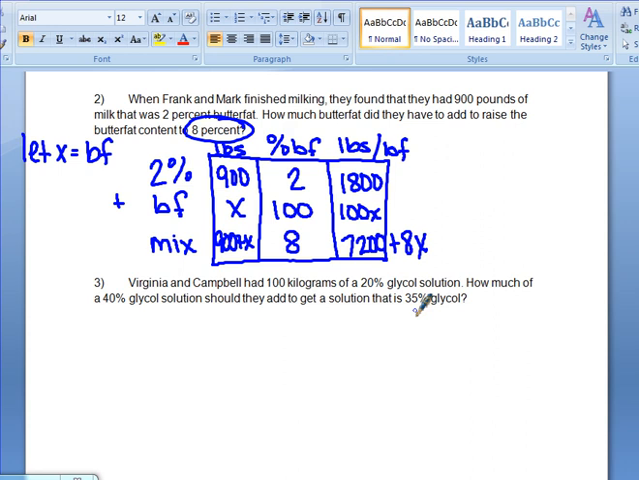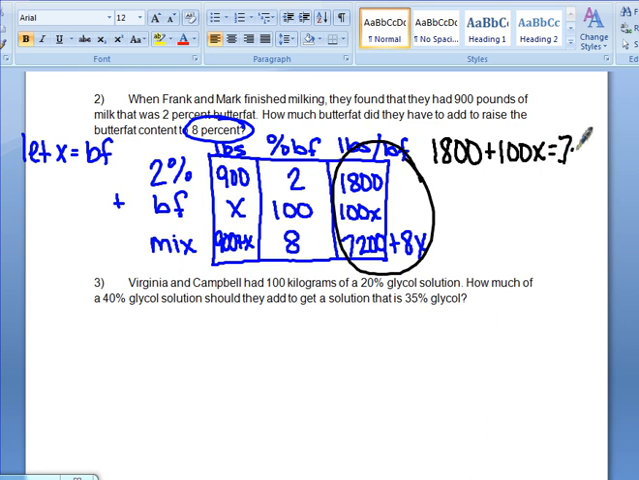Now we're going to use this column to make our equation. We have 1,800, and we are adding to that 100x, that's 100% butterfat, and it should equal 7,200 plus 8x. And we're solving for x. We only have one unknown, so we only need one equation.